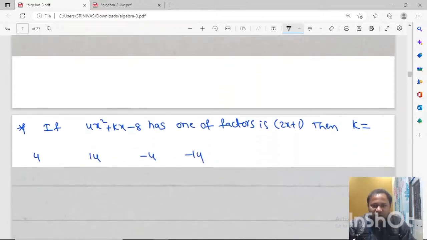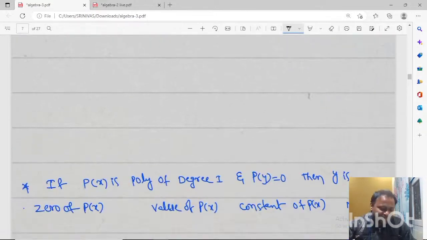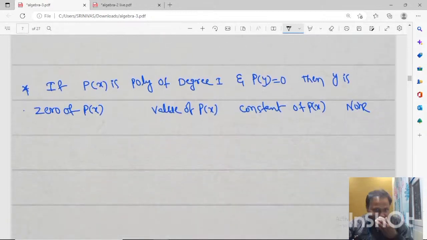So, you have to do this, but not now. This is homework for you. Don't do it now. Next, one more problem. This is an easy and logical question.